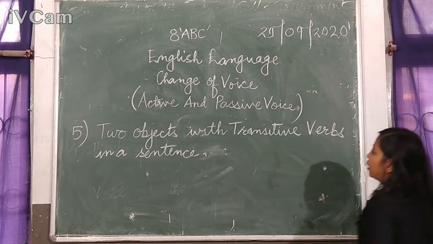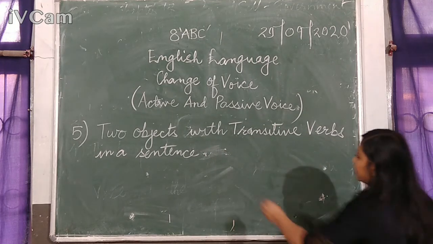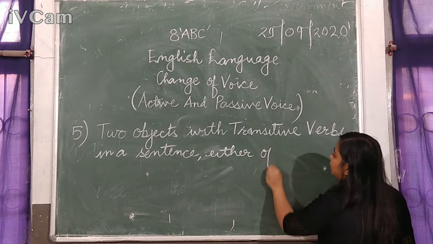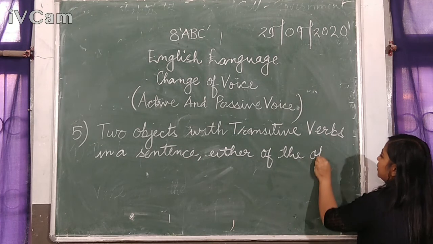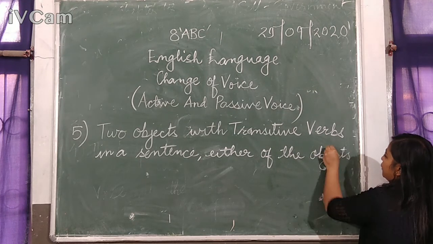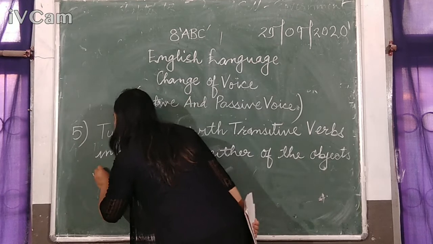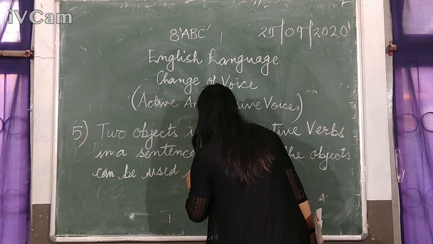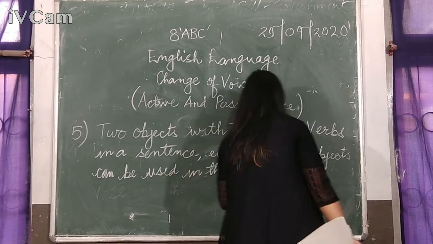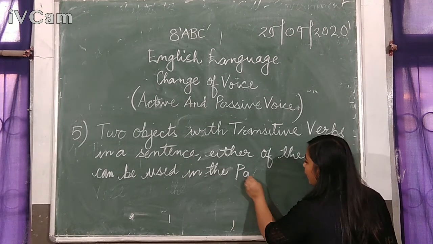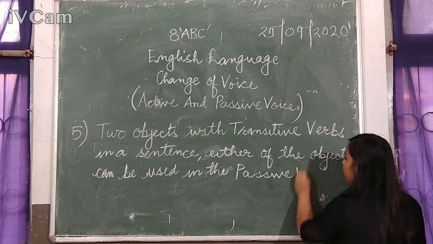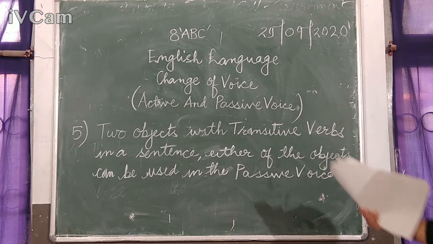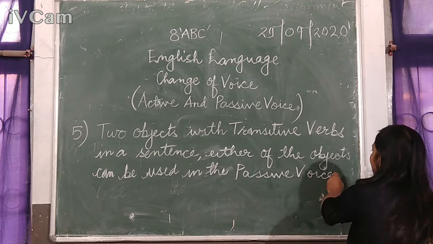Two objects with a transitive verb in a sentence, either of the objects can be used in the passive voice.